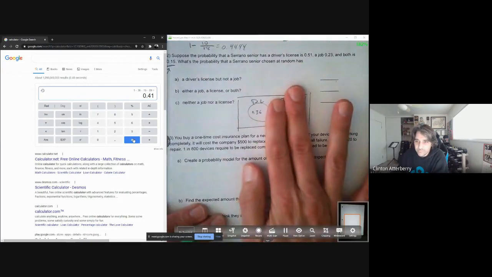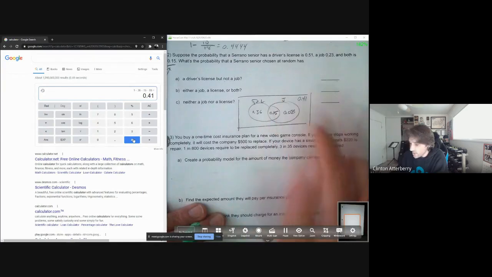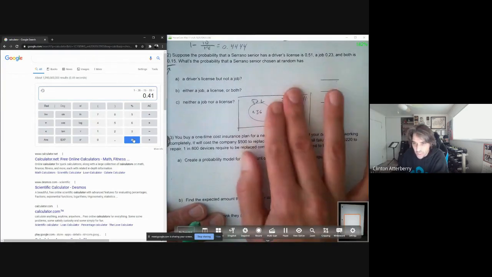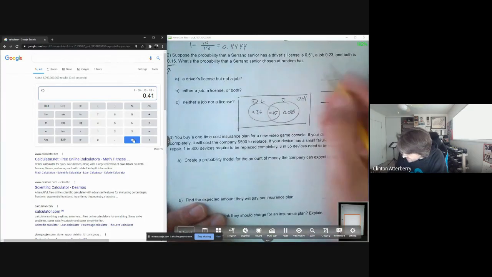Those people are part of this circle only. They're not part of that circle, right? They don't overlap into this job circle. So a driver's license only is 0.36.